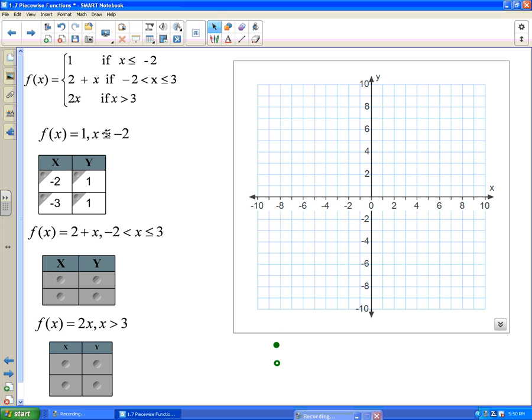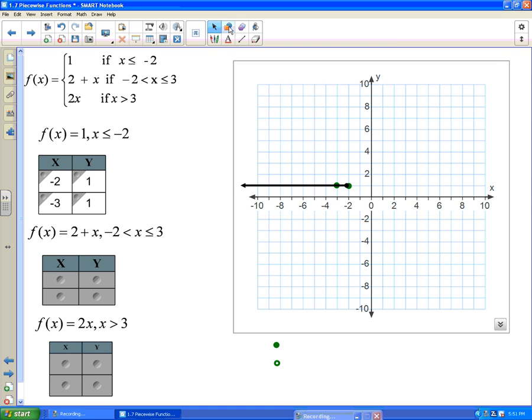Now again, you pay attention to the less than or equal to. That "or equal to" means I use a closed dot. So I use a closed dot at (-2, 1), and then I use another closed dot at (-3, 1). And I get ready to connect my dots. This is true only for the inputs that are less than negative 2. So I'm going to begin at negative 2 and go all the way to the left and use an arrow here. So that takes care of the first function.